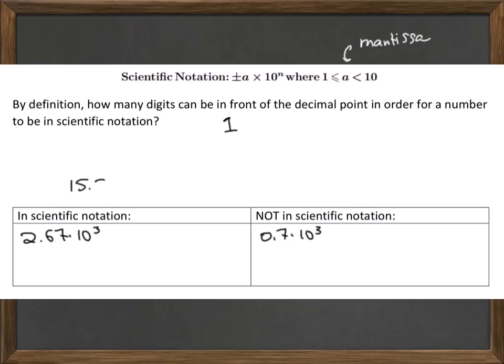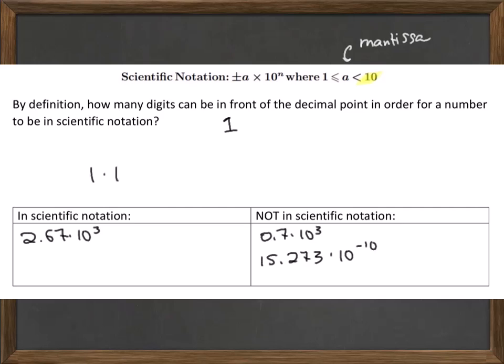Okay, what if I have 15.273 times 10 to the negative 10th? Is that in proper scientific notation? Well, the answer is no, because why? Because we have not 1 but 2 digits in front of our decimal point. In other words, our a is not strictly less than 10. So this is another example of something that is not in proper scientific notation. If that was the result of a computation you did, you would have to do a little bit of extra work to convert it into proper scientific notation.